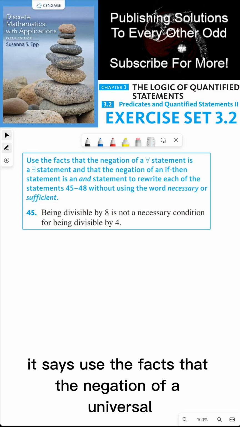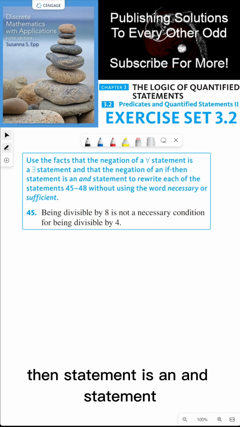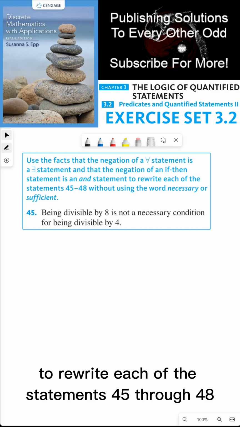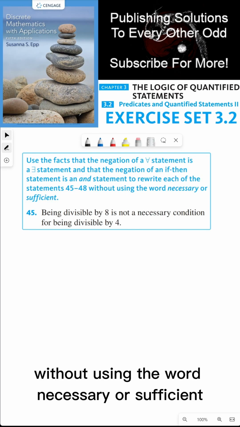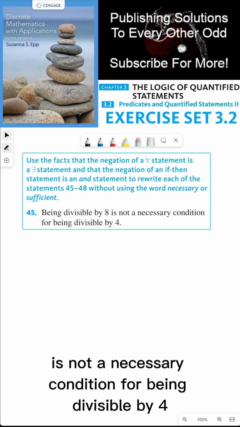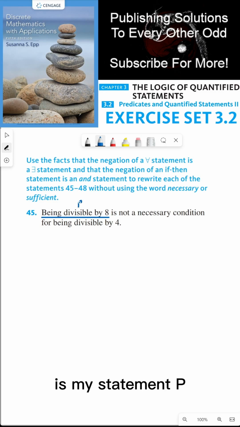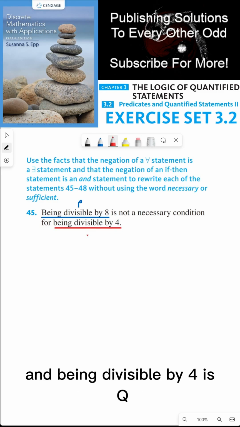Use the facts that the negation of a universal statement is an existential statement and that the negation of an if-then statement is an and statement to rewrite each of the statements 45 through 48 without using the word necessary or sufficient. So 45 says being divisible by 8 is not a necessary condition for being divisible by 4. So let's say that being divisible by 8 is my statement P and being divisible by 4 is Q.